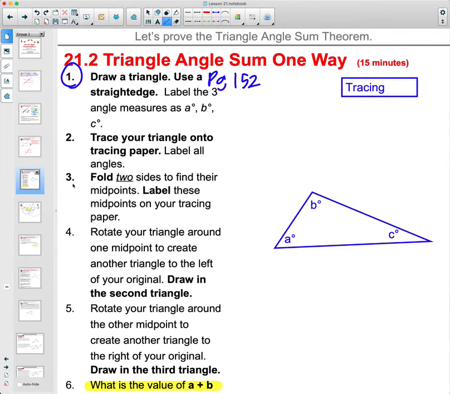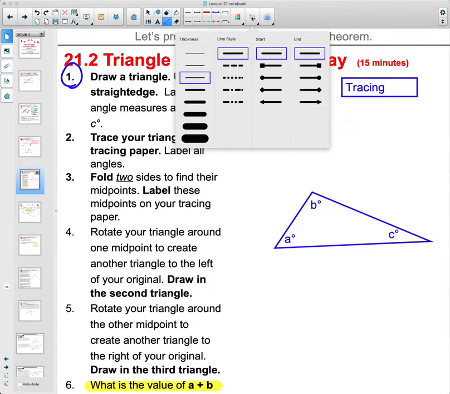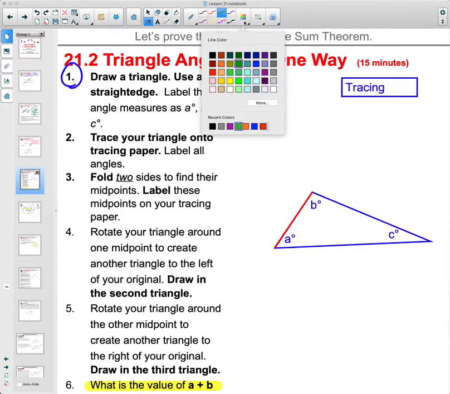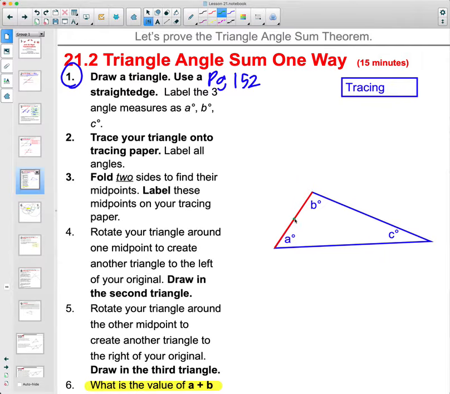Then I need you to fold 2 sides to find the midpoint. If I'm going to find the midpoint of this side, I would fold this vertex onto this one. So on my tracing paper, I would fold this point onto this one to identify where the midpoint is. Fold it and find the halfway point. That will find you the exact midpoint. Then do it again for another side. Whatever other side you choose, fold it, find the midpoint.